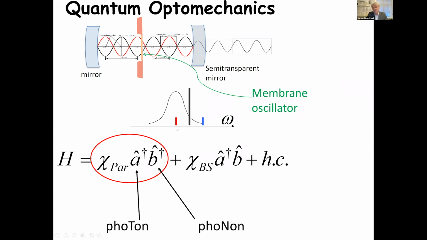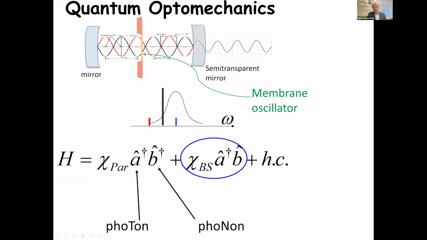Since the energy of this photon is lower than the energy of its father photon or mother photon, that means that I need to create a phonon in this process just to conserve energy. So this is an interaction of the kind A dagger, B dagger. And for those of you who work in quantum optics, this is a very familiar Hamiltonian. It's an entangling Hamiltonian. It creates a pair of excitations which are quantum correlated, a photon and a phonon.